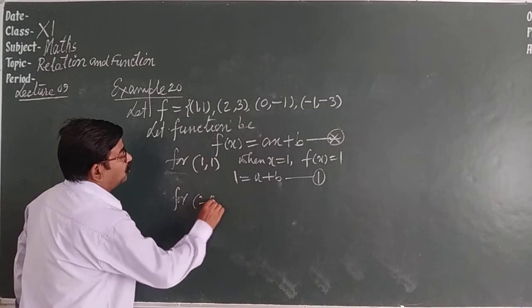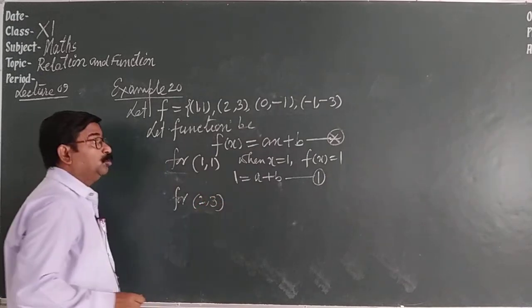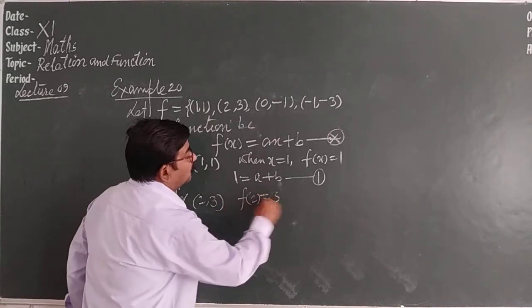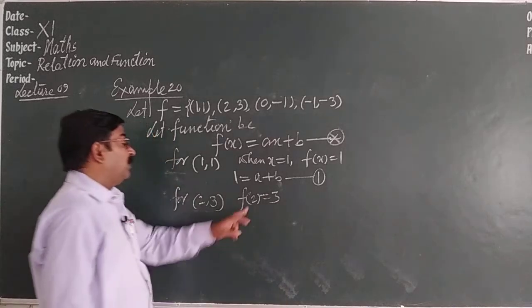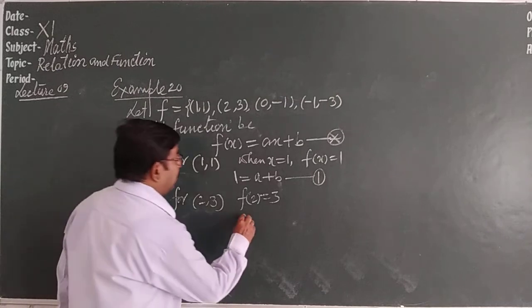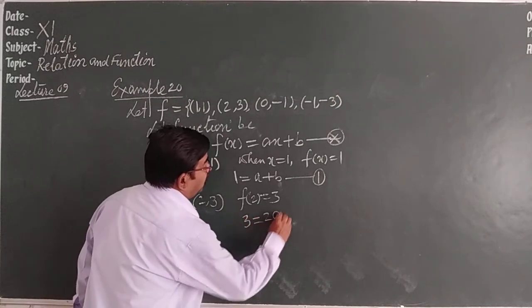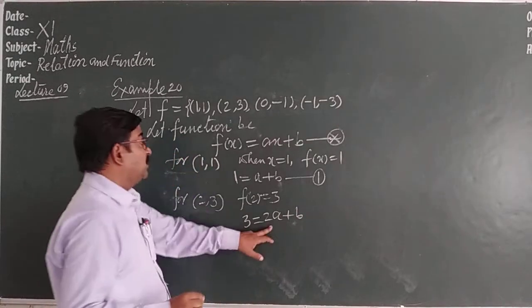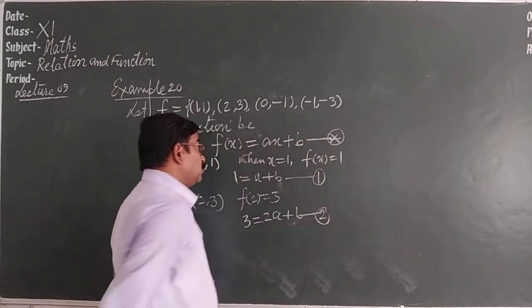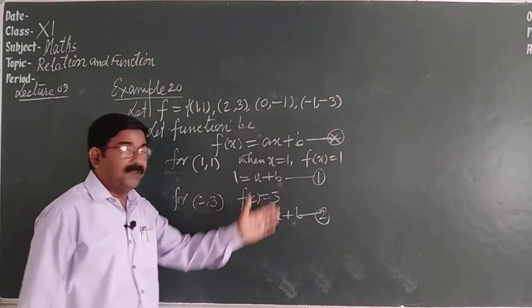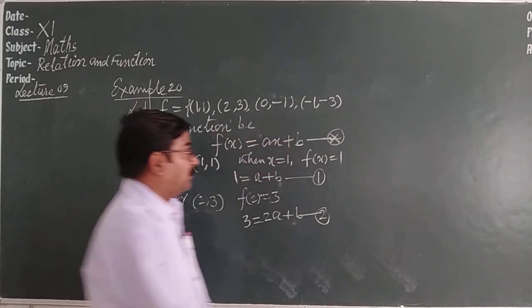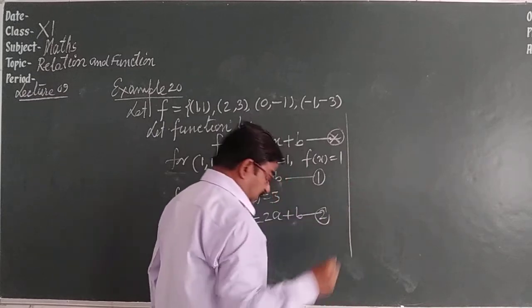Now for (2, 3), x = 2 means f(2) = 3. When we put x = 2, we get y = 3. So 3 = 2a + b. In place of x I have put 2. So this is equation number 2. On solving 1 and 2, we will get the values of a and b, and by putting the values of a and b in the function, we can get the required function. So let's see.